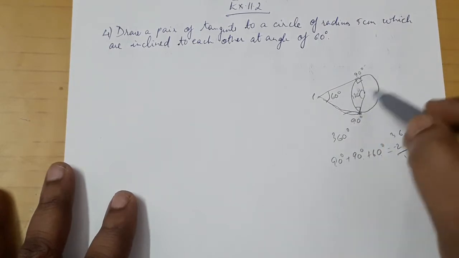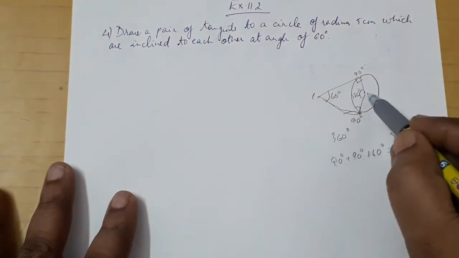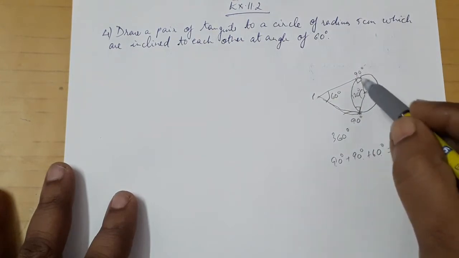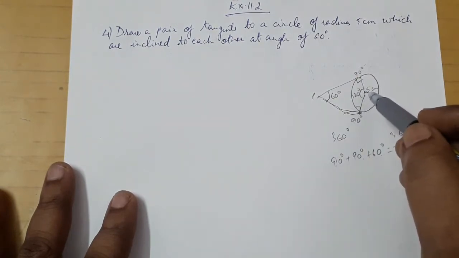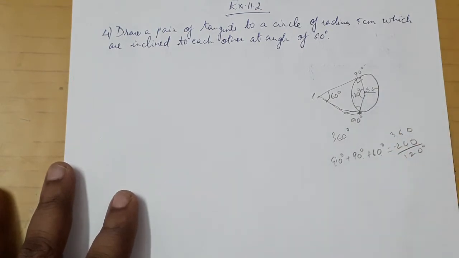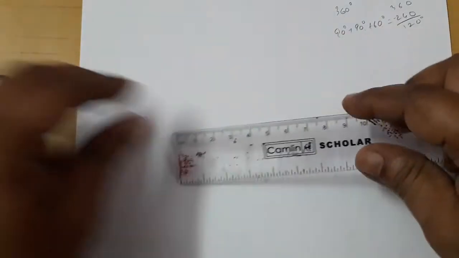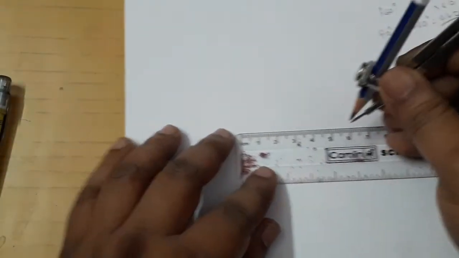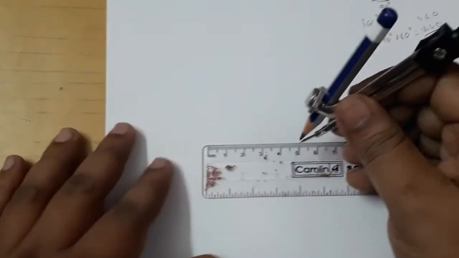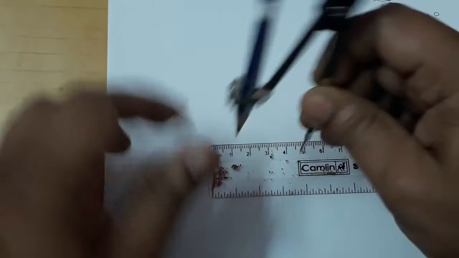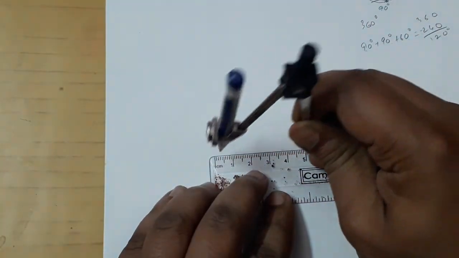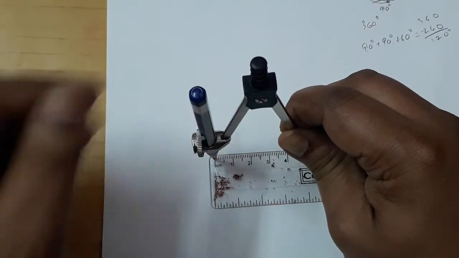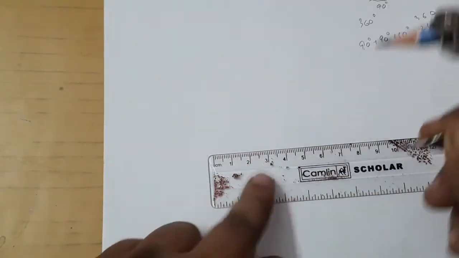So first we'll have to draw a circle that is having a radius of 5 centimeters. Then we'll have to construct an angle of 120 degrees over here. So let's begin first by constructing a circle having a radius of 5 centimeters. I'll take a measurement on the scale as 5 centimeters. That's 5 centimeters.